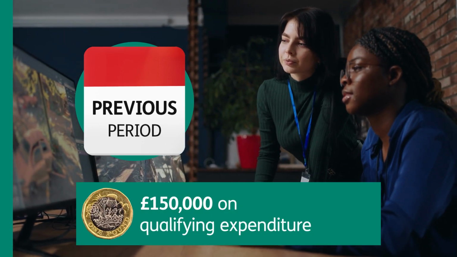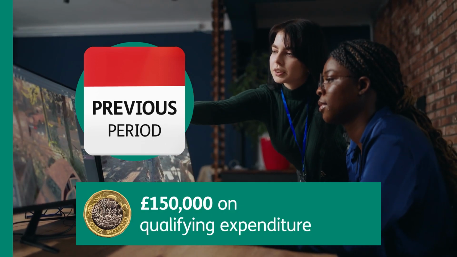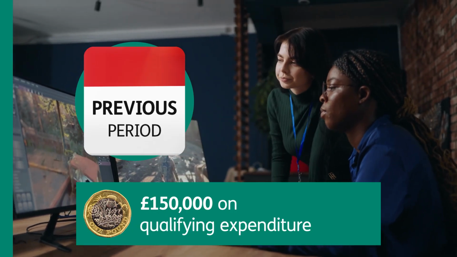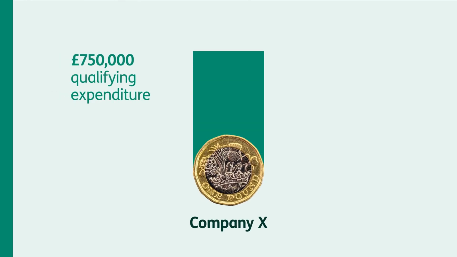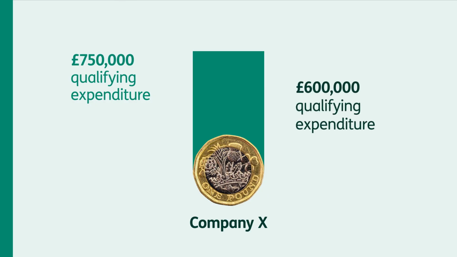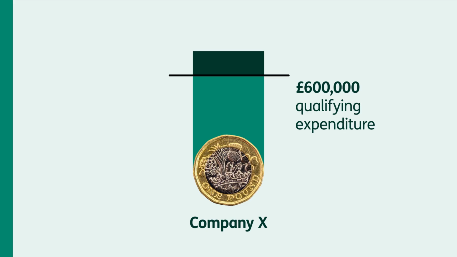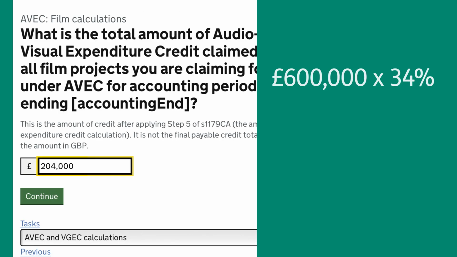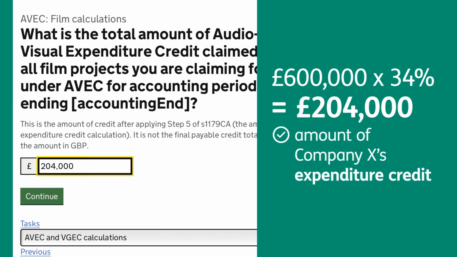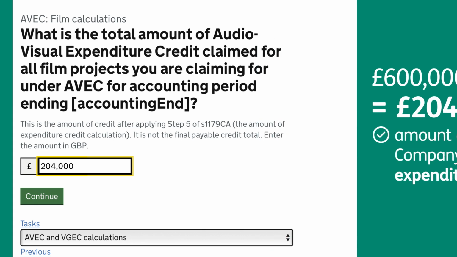Company X claimed in the previous period for this film, and at that time had £150,000 on qualifying expenditure. It deducts this from the £750,000 of qualifying expenditure to date for this period, which leaves £600,000. The relevant percentage for Company X's film is 34%. £600,000 multiplied by 34% is £204,000. This is the amount of Company X's expenditure credit.